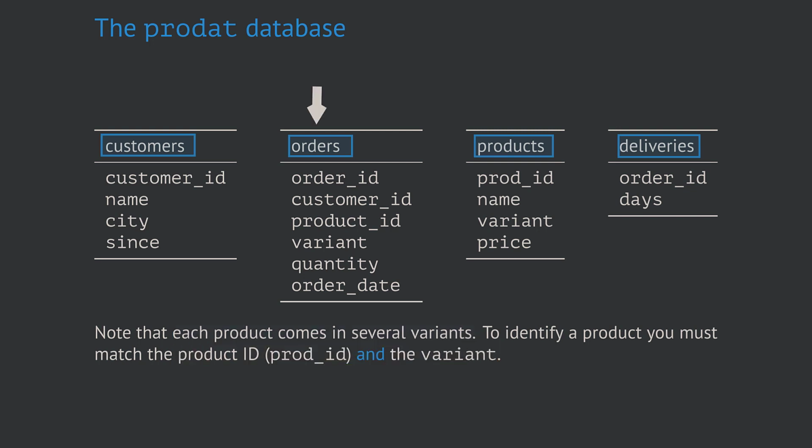The table orders stores all orders which have been placed by a customer at the web shop. One dataset in the table orders consists of the order ID, the customer ID, that is the ID of the customer who has placed this order, the product ID along with a variant, that is the specific product variant which has been ordered in the order, the quantity, which is the number of items of this product variant which have been ordered, and order date, which is a timestamp of when the order has been placed.